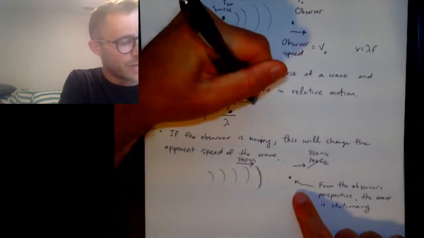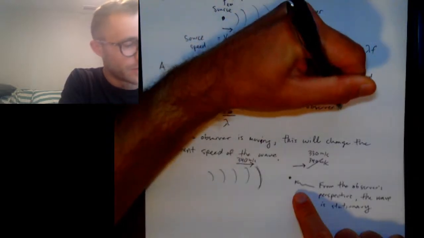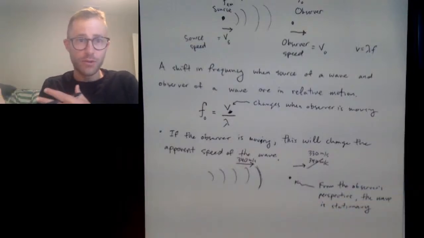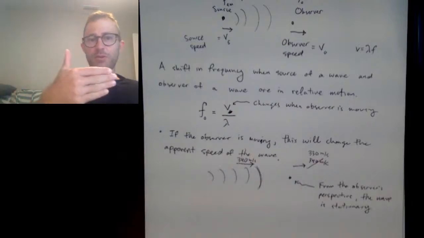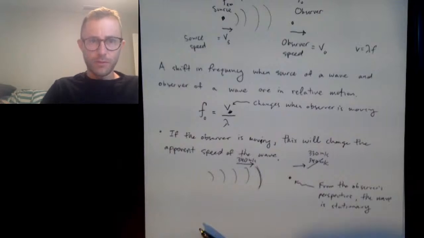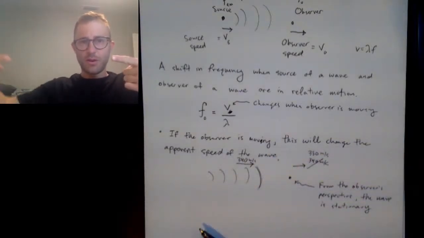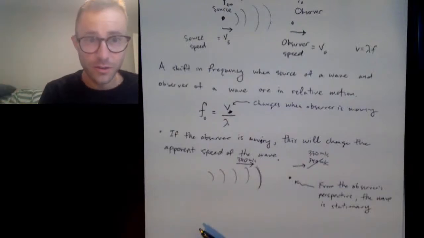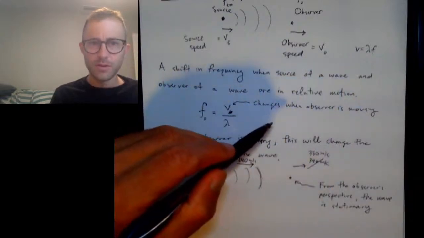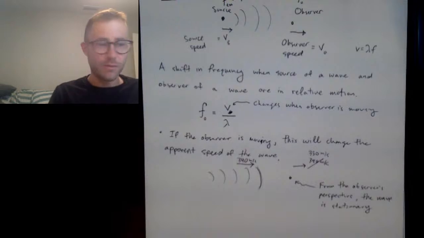Okay, so basically, the speed of the wave changes when the observer is moving. Because if the person is moving away, the wave appears to be going slower to that person. And if the person is moving towards it, the wave appears to be going faster. It's kind of like if you have two cars that are both headed towards each other going 60 miles per hour. If you were riding on one of the cars, it looks like the other car is approaching you at 120 miles per hour, right? Because you're both headed towards each other. So when the observer is moving through a medium, the wave looks like it's going at a speed that's different from 340 meters per second.